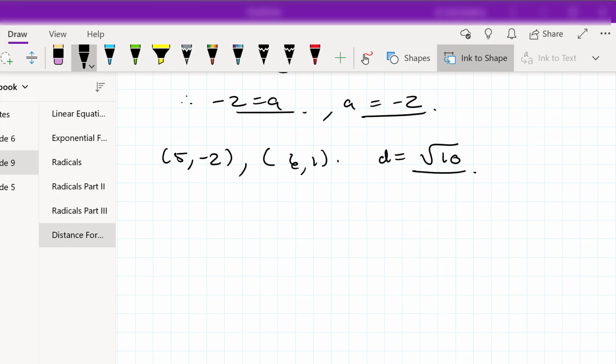I hope you enjoyed this lesson. We talked about the distance formula. We looked at square roots. We simplified fractions and simplified square roots. We applied the distance formula successfully to find the distance between 2 points.